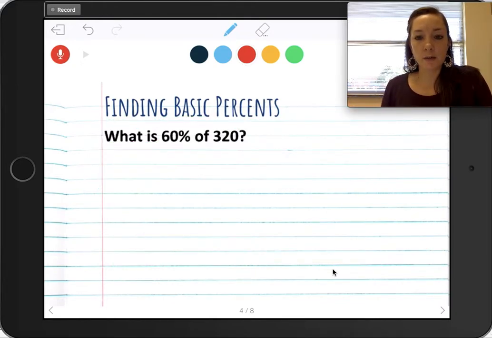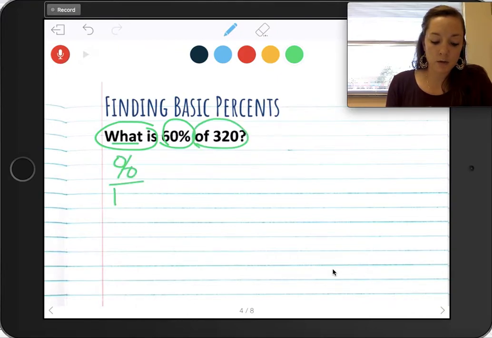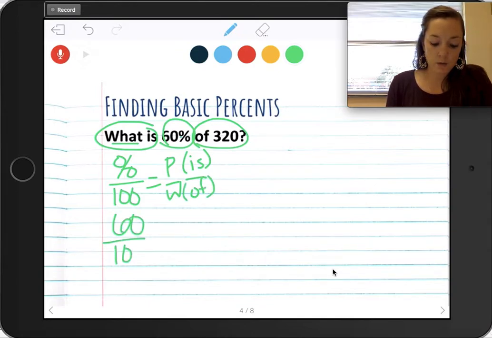All right, let's try another one. What is 60% of 320? Let's circle the important things. What is, we don't know what, 60% of 320? So again, percent over 100 equals part over whole, or is over of. Our percent is 60 over 100. Our is is a what, so we don't know what it is. And then our of is 320.